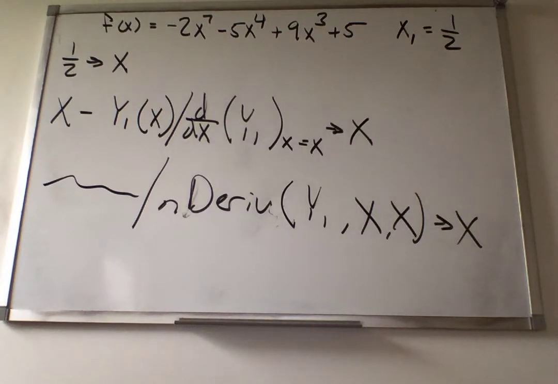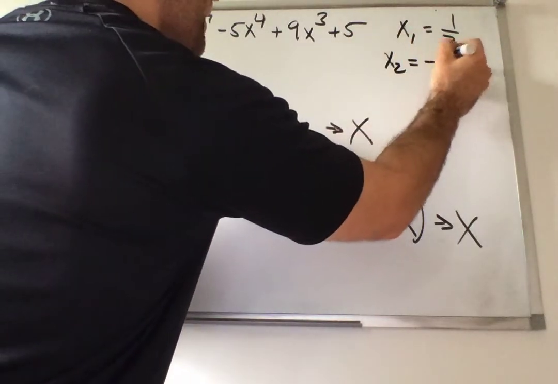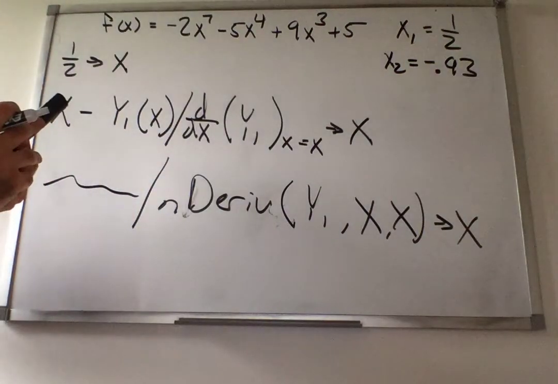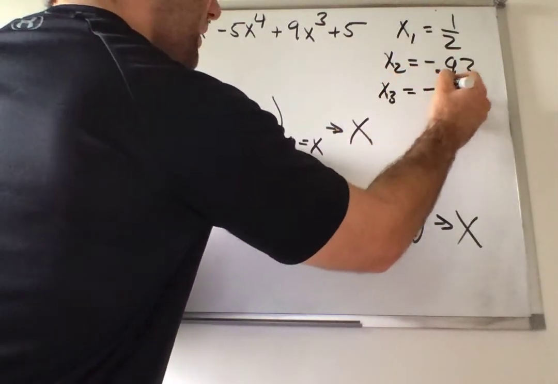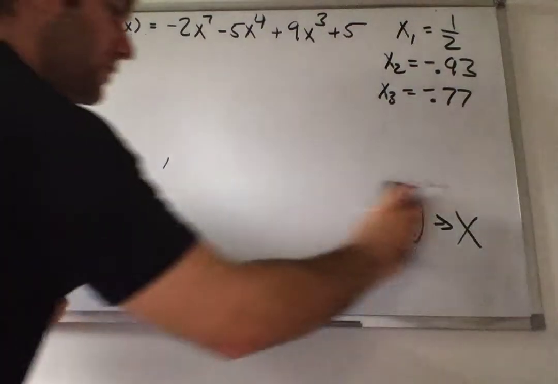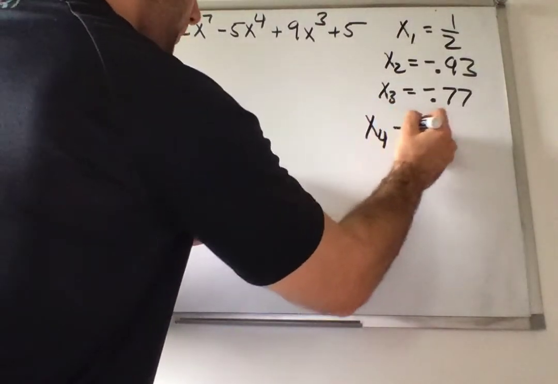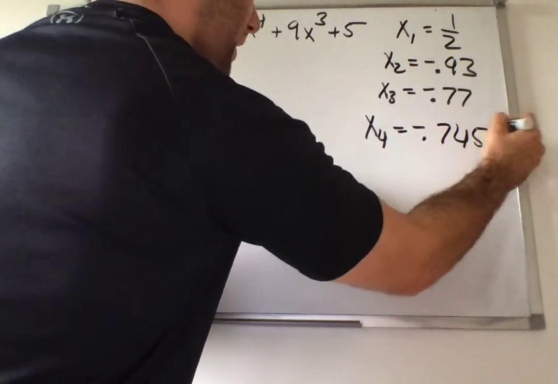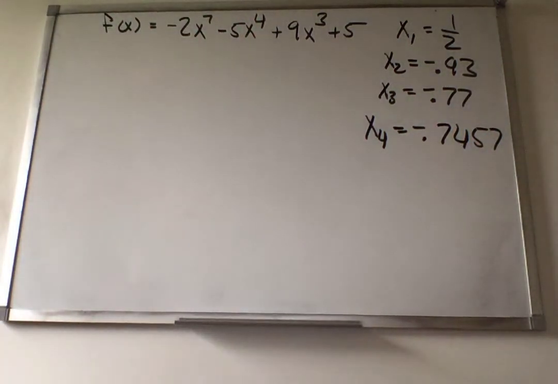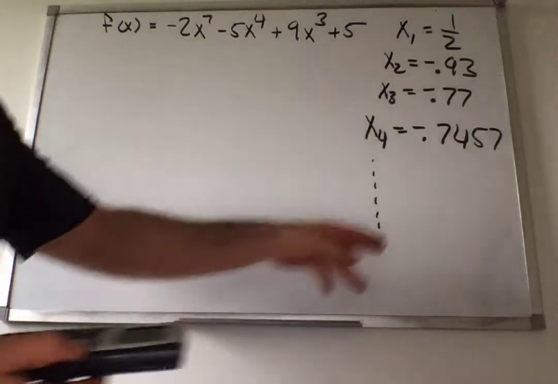Okay, now upon doing that, if I have 1/2 stored into x, let's see, I get an x2 of -0.93, hit enter again, x3 is -0.77, let's see, x4 is -0.7457. And then all I'm going to do is I'm going to keep hitting enter until it gets to an actual value where the digits don't change.